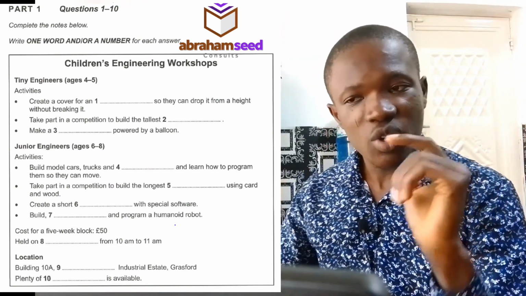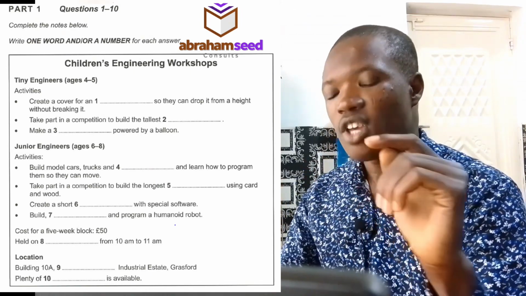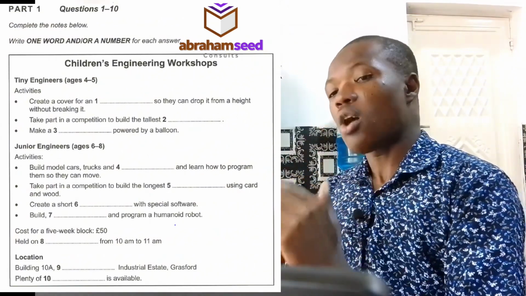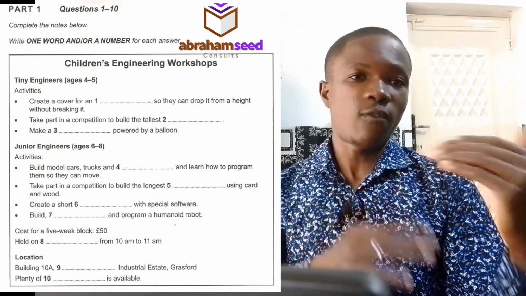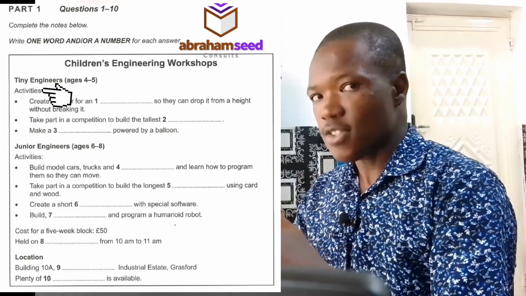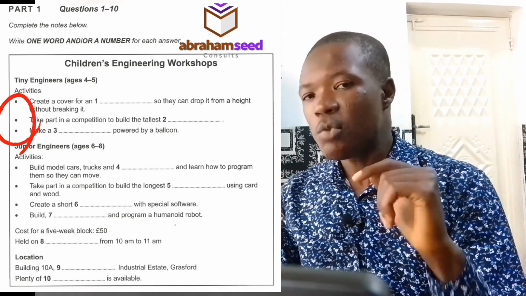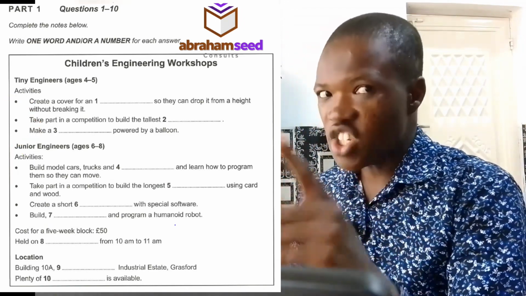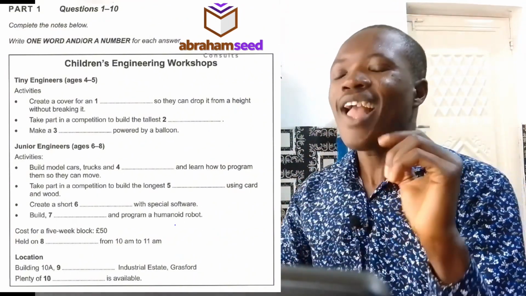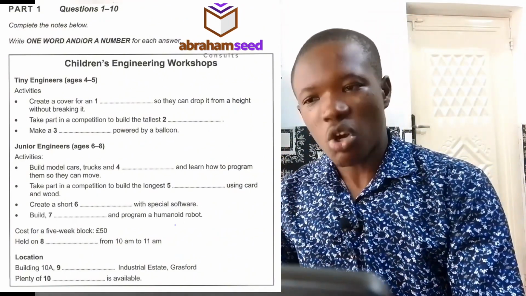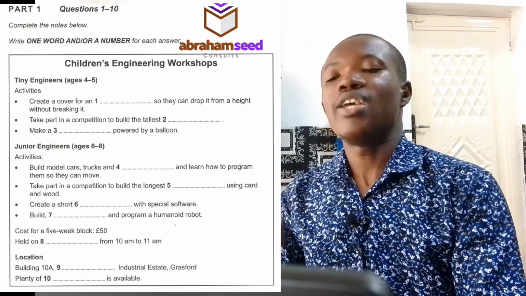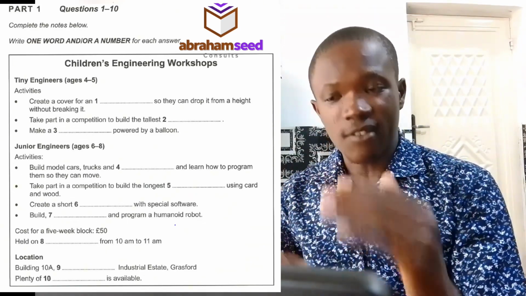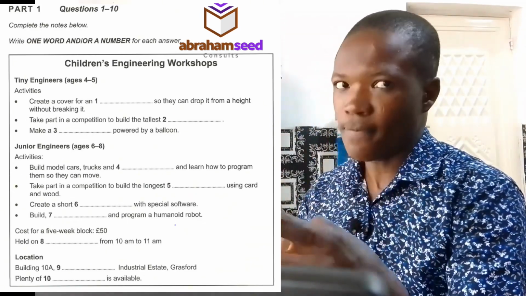And then the next thing you should look out for are the subtitles. And we have a number of them here. You have tiny engineers, ages 4 to 5. That means you have a workshop for tiny engineers who are within the ages of 4 to 5. And then you have activities for them, and you could see you have 3 bullet points underneath the activities. That means we have 3 activities for tiny engineers that the speakers are going to talk about. And then you also have another workshop for junior engineers, which is for those aged between 6 and 8. And then you have activities for them, and there are going to be 4 activities.